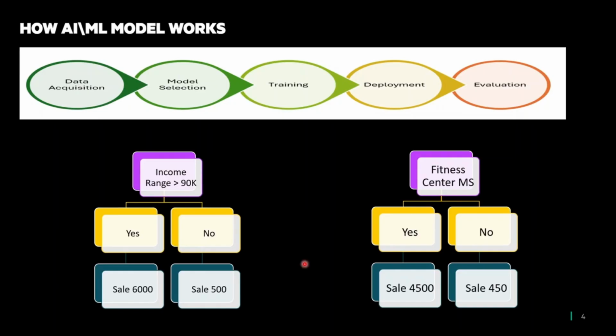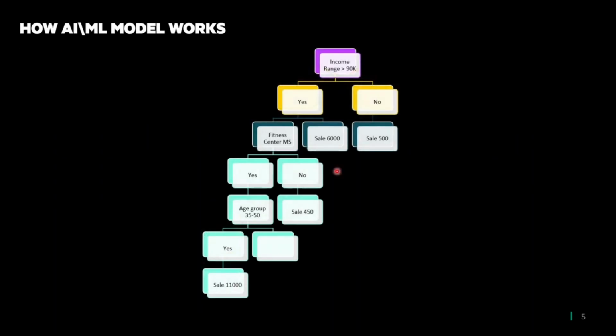Let's say we find out that if the income range is more than 90K, then also we can predict the sale. If the person has a fitness center membership, then we can predict some sale. We can see that we are bringing lots of information from the existing data. Now we'll try to tie this information together. So what we said: once we have the income range, fitness center membership and age group, then we are predicting a sale of 11,000. So this is one of the chained data, and then we are predicting the sale.